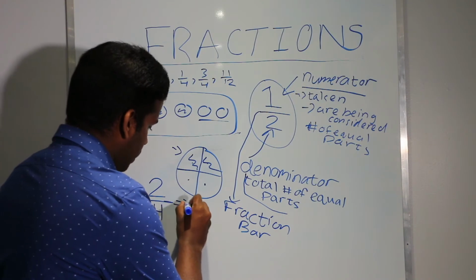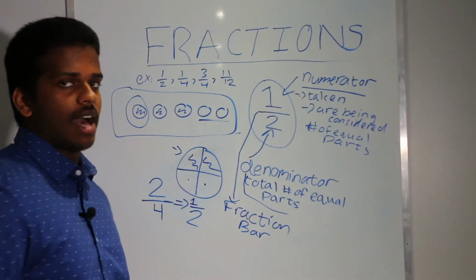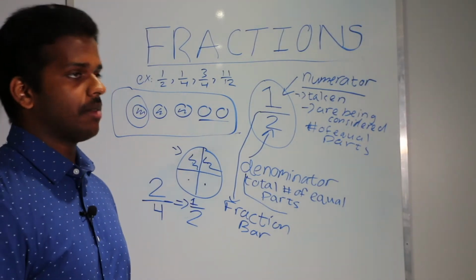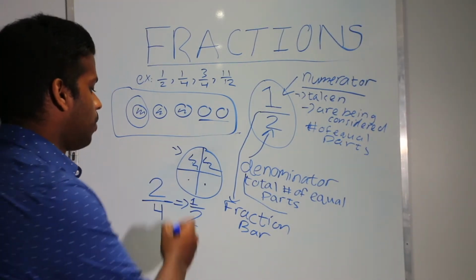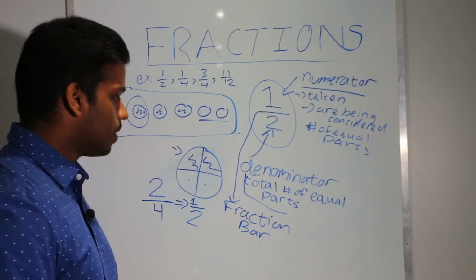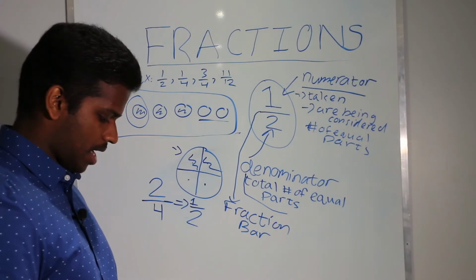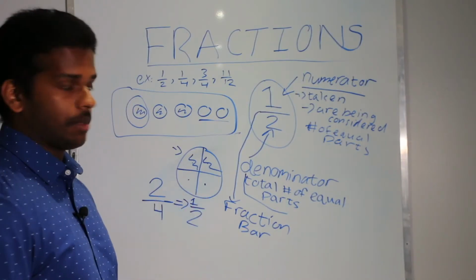But later on in the series, you'll know that 2 over 4 is just equal to a half. So half of the pie has already been taken by the family. We will get to that in another video for sure. I'll definitely explain it to you. So that's an example of fractions, and the parts to it as well.